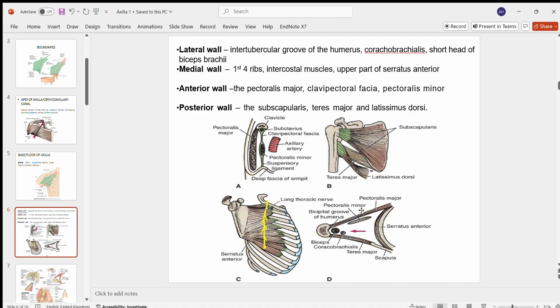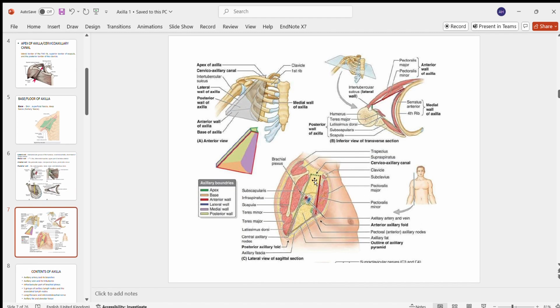And the posterior wall is formed by the muscles that are attached to the scapula. We'll discuss the scapula in another lecture. The muscles which are forming the posterior wall are the subscapularis muscle, the latissimus dorsi muscle, and the teres major muscle. These three muscles are making the posterior wall of axilla. In this picture, we'll summarize all these walls of axilla.